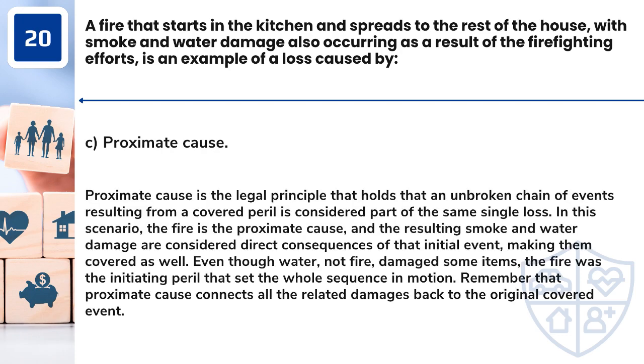Answer: C. Proximate cause. Proximate cause is the legal principle that holds that an unbroken chain of events resulting from a covered peril is considered part of the same single loss. In this scenario, the fire is the proximate cause, and the resulting smoke and water damage are considered direct consequences of that initial event, making them covered as well. Even though water, not fire, damaged some items, the fire was the initiating peril that set the whole sequence in motion. Remember that proximate cause connects all the related damages back to the original covered event.